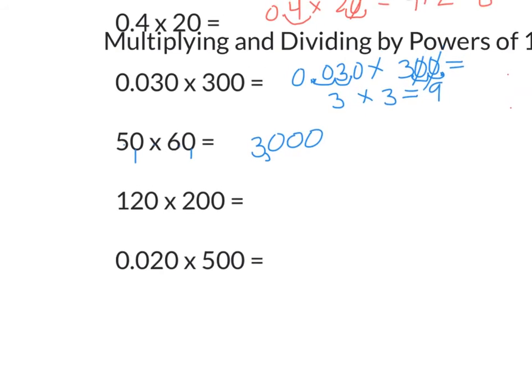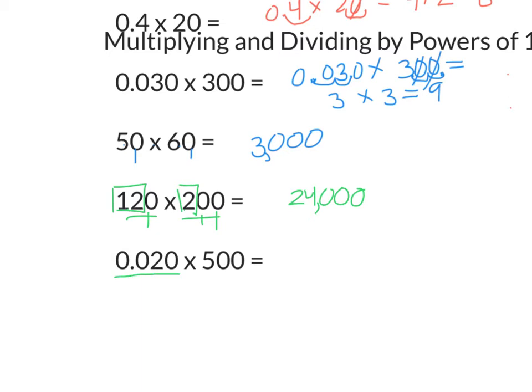Okay, let's do another one. Switch colors again. Here we have 120 times 200. Here we have 1, 2, 3 zeros. So let's write those zeros first. 1, 2, 3. Now what's left is this 12 and this 2. So 12 times 2 is 24. 24,000.